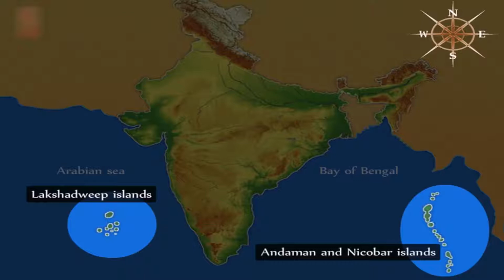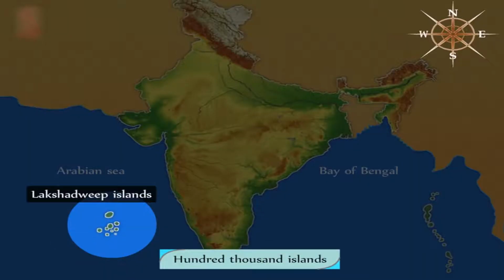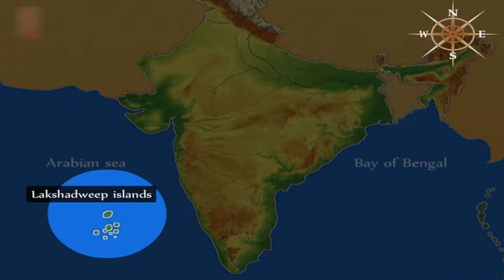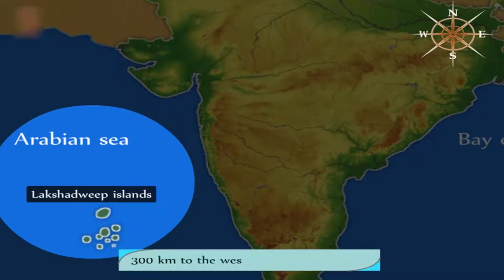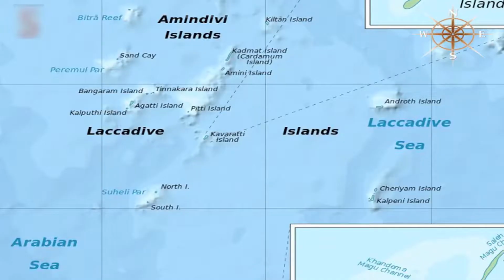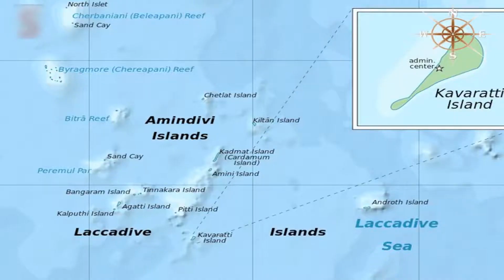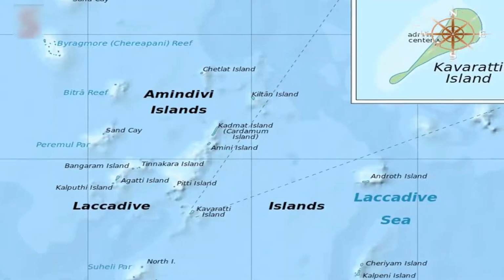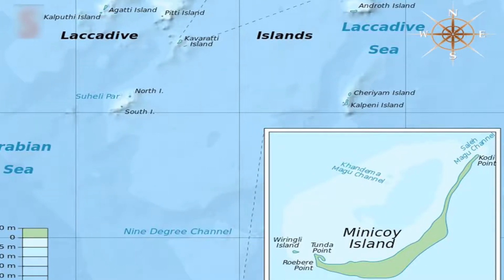A. Lakshadweep Islands. It means 100,000 islands. Now, it is a group of 36 coral islands in the Arabian Sea. It is located 300 kilometers to the west of the coast of India. Earlier they were known as Laccadive, Minicoy, Amindivi. These islands are of coral origin. They were renamed Lakshadweep in 1973.